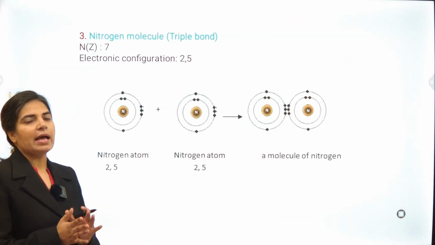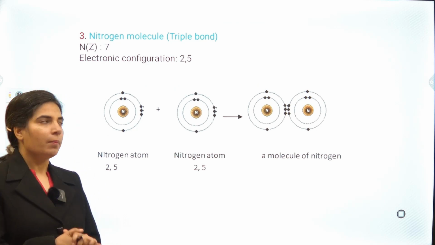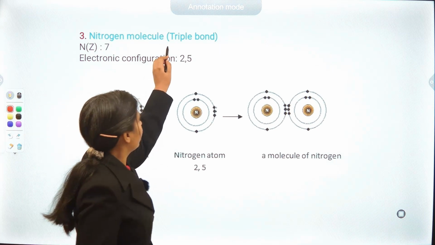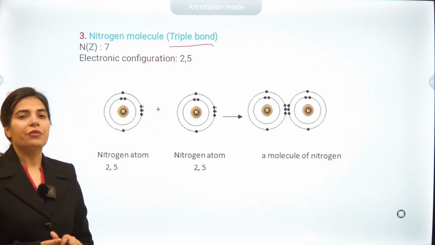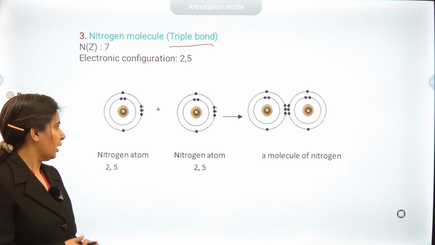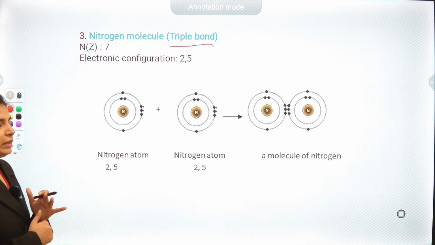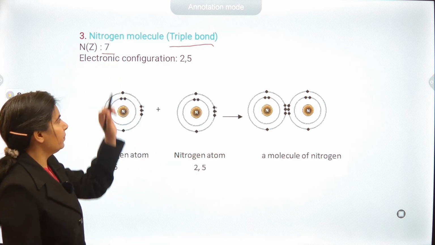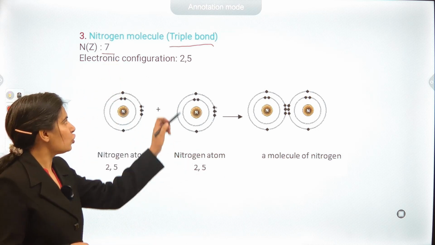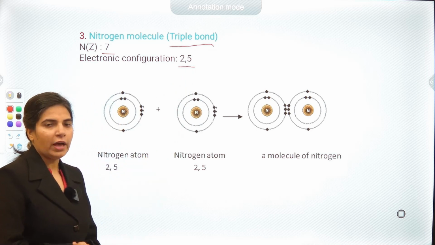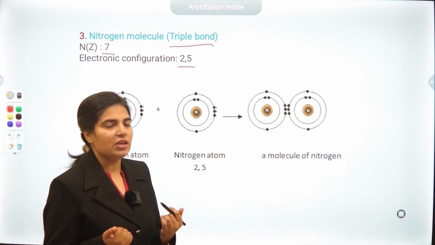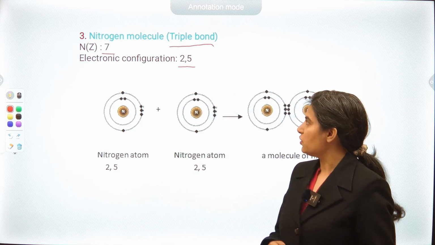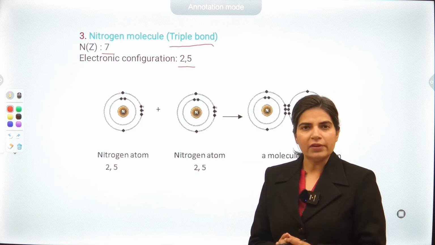Our next example is of nitrogen molecule. Now if I talk about nitrogen molecule, it may form triple bond. Let's talk about the atomic number. The atomic number of nitrogen is 7 and electronic configuration of nitrogen is 2, 5. It means in K shell nitrogen is having 2 electrons and in L shell nitrogen is having 5 electrons.